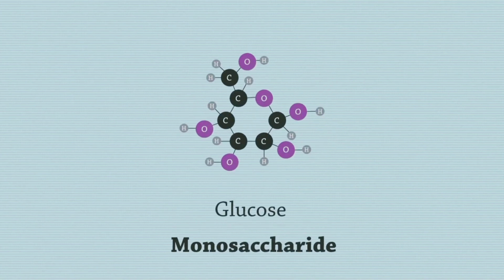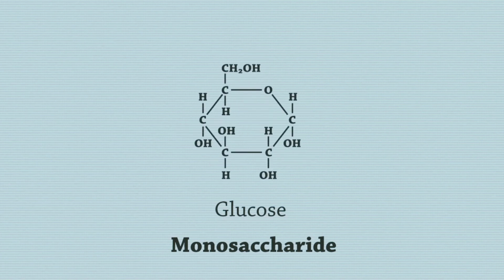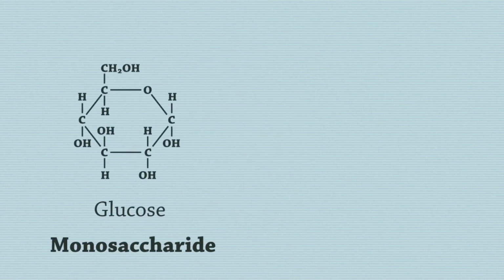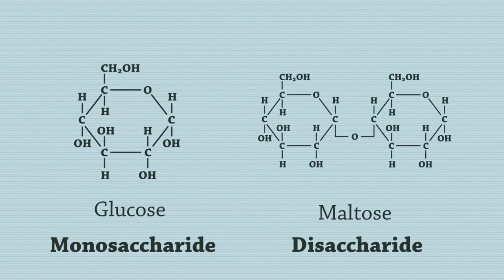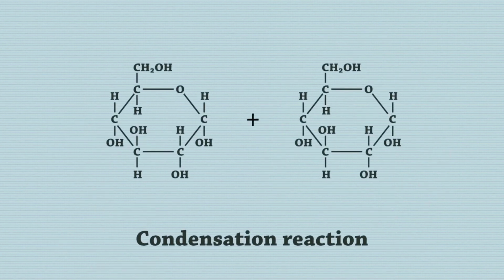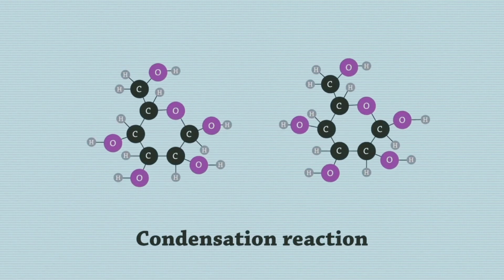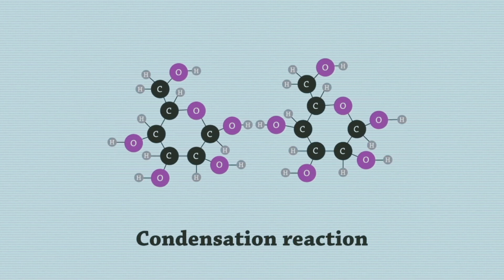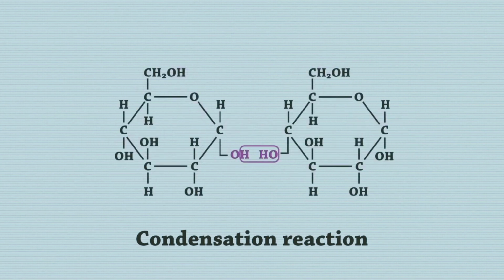Glucose is a monosaccharide, or a simple sugar made of 1 subunit, as the prefix mono suggests. Disaccharides are made of 2 monosaccharides, joined together by a glycosidic linkage. The 2 monosaccharides will undergo a condensation reaction to form the disaccharide. A condensation reaction is one where 2 molecules combine to form a larger molecule via the loss of a smaller molecule, in this case, water.